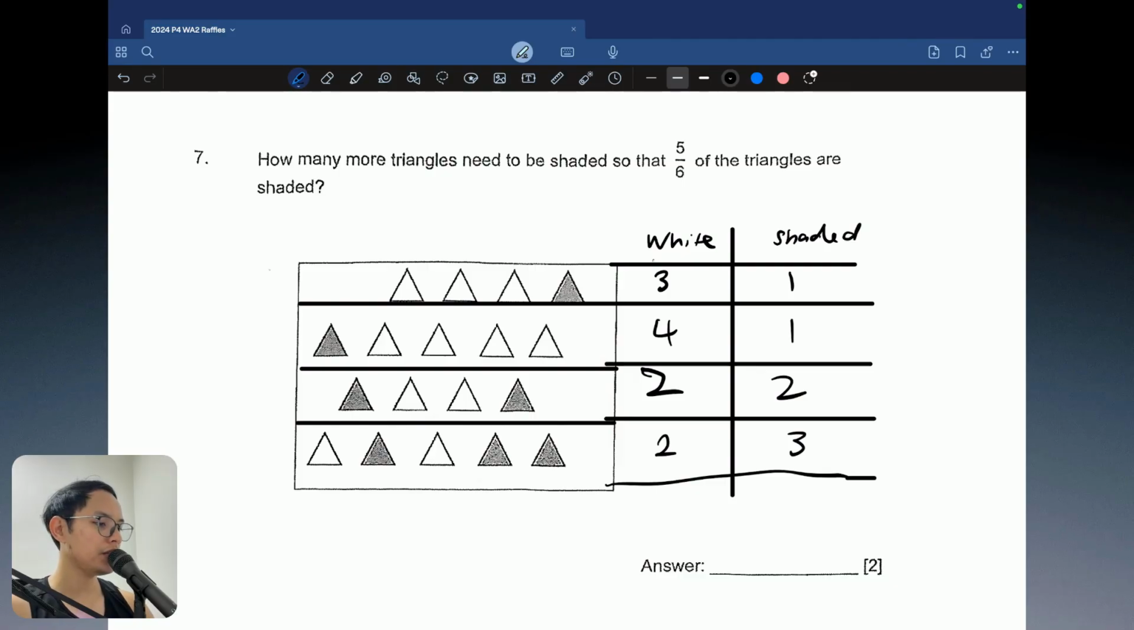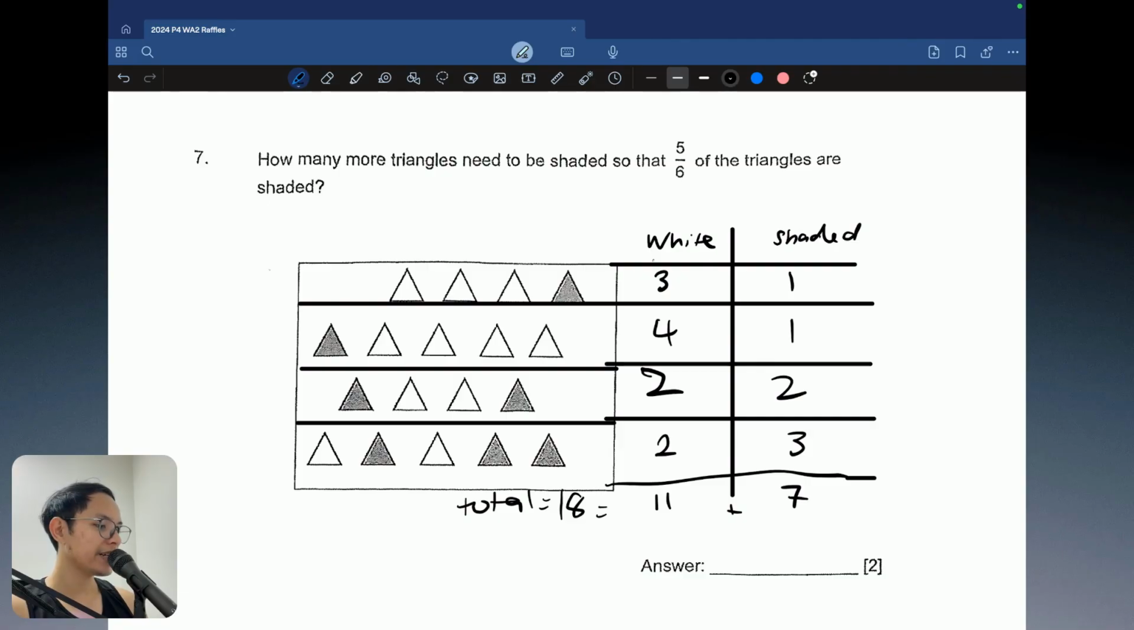So we have 3 plus 4 plus 2 and 2. So this is 4, this is 8, this is 11. Okay, so this should be 11, and then after that we can calculate all of this as well. So this is 2, this is 4, and this is 7. Okay, so this is 7 shaded, 11 white. So you can say the total is 11 plus 7, and this total will be equal to 18.